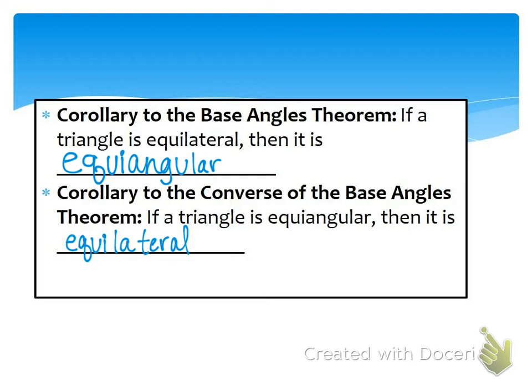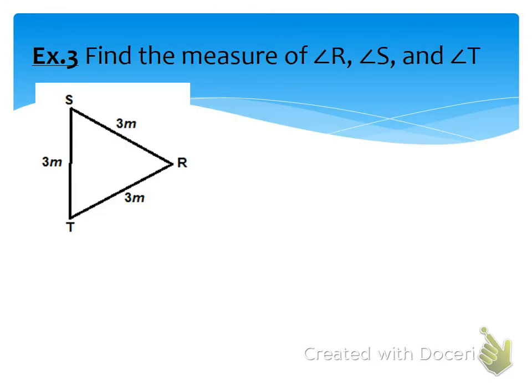Questions, concerns, need more time? Okay. Find the measure of angle R, angle S, and angle T. Well, just based on the diagram, what kind of triangle do we have? Equilateral, which means it is equiangular. So all these angles have to be the same or congruent.